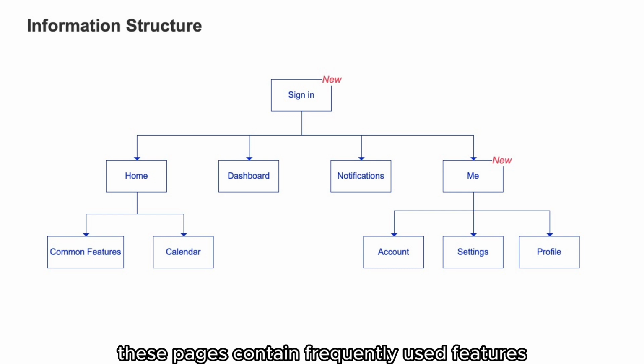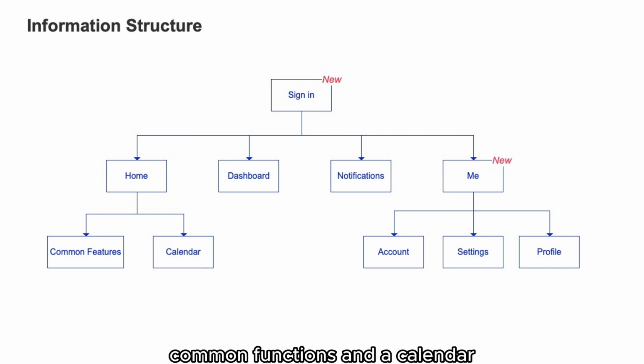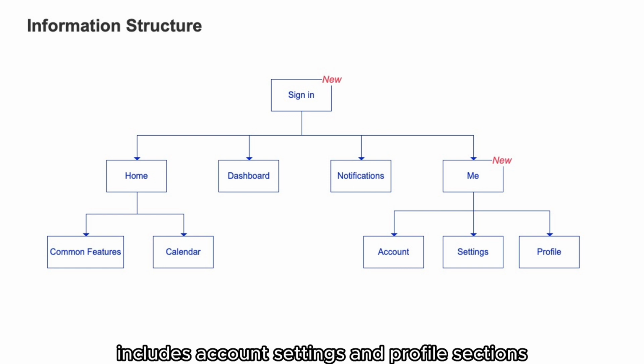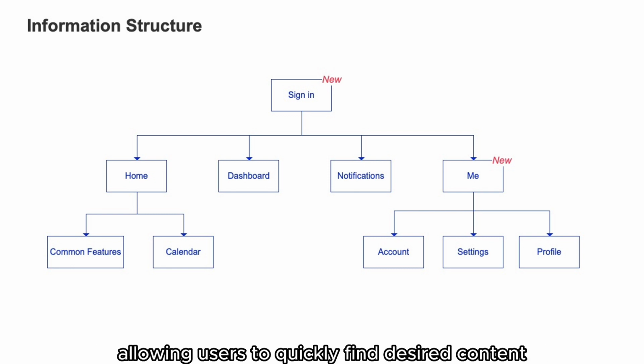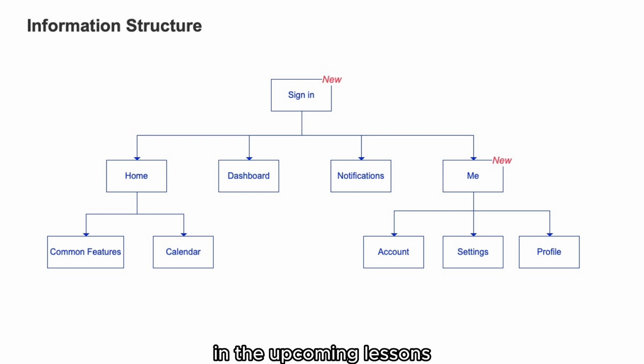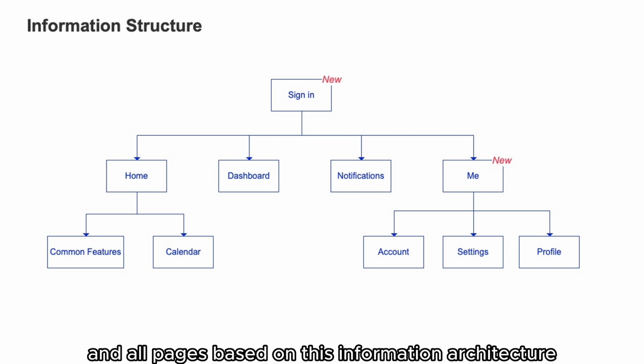These pages contain frequently used features. Specifically, the Home page features common functions and a calendar. The Me page, similar to other apps, includes account, settings, and profile sections. This app's information architecture is relatively flat, allowing users to quickly find desired content. In the upcoming lessons, we will prototype the main navigation framework and all pages based on this information architecture.